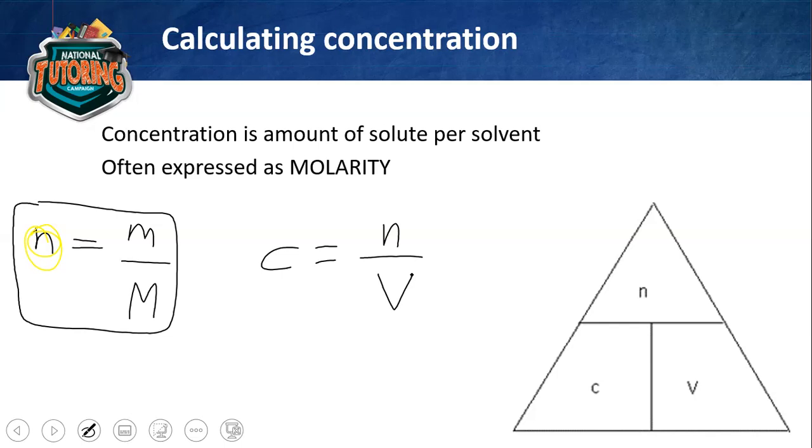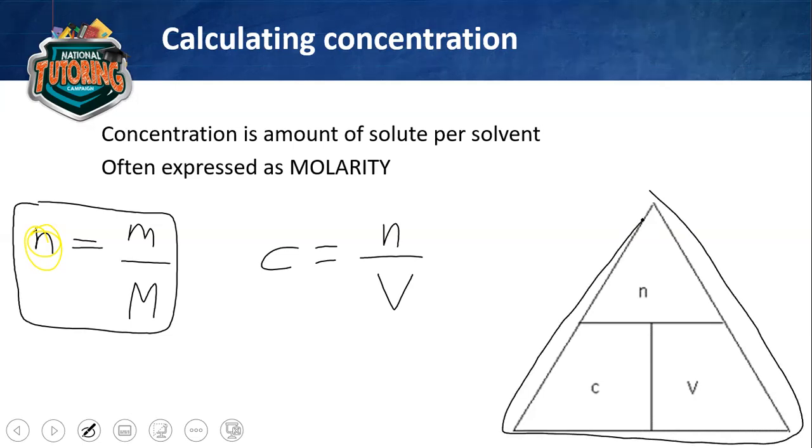So I'm just giving you this triangle over here. If we want to work out c, then c is n over V. But if we want to work out n, then it's c times V. And if we want to work out V, then it's n divided by c. That's how those little triangles work. It's just a helpful little handy thing, so you don't always have to change the subject of the formula.